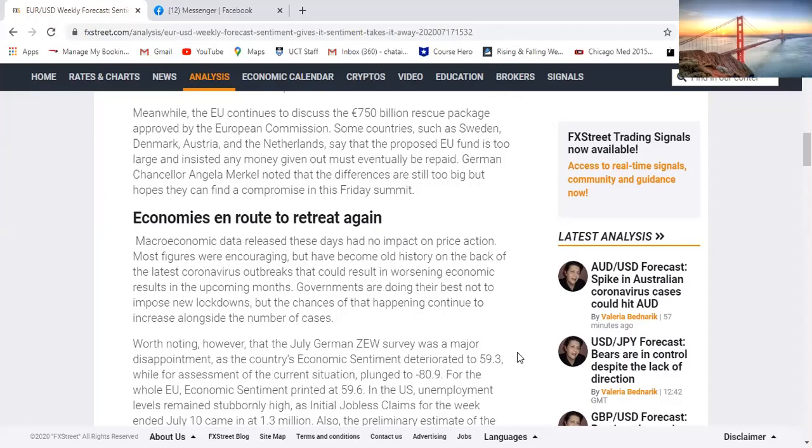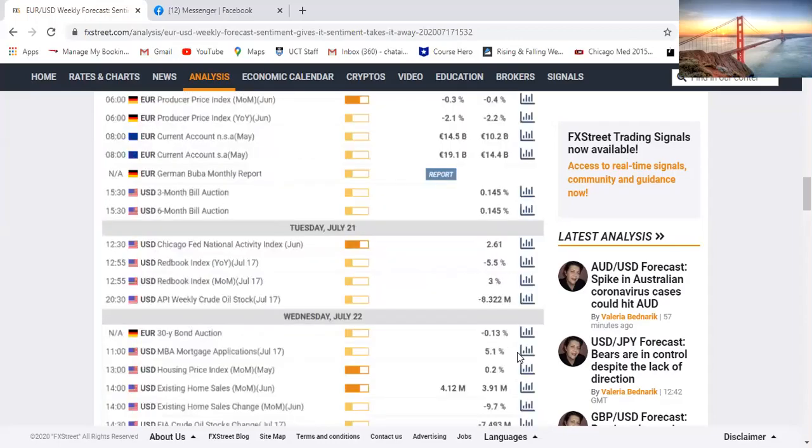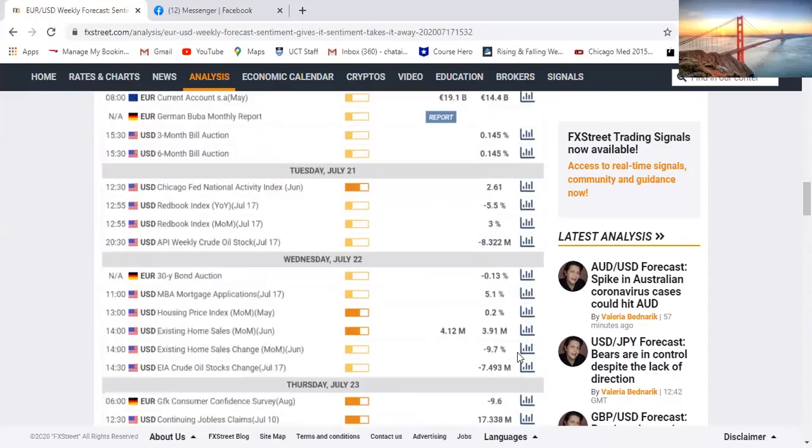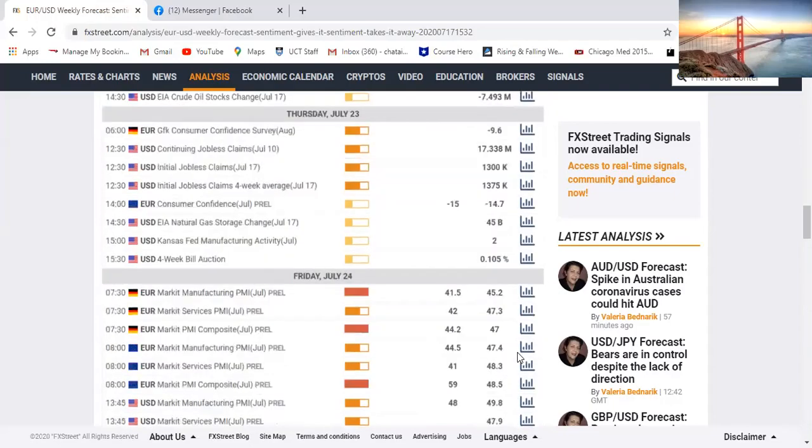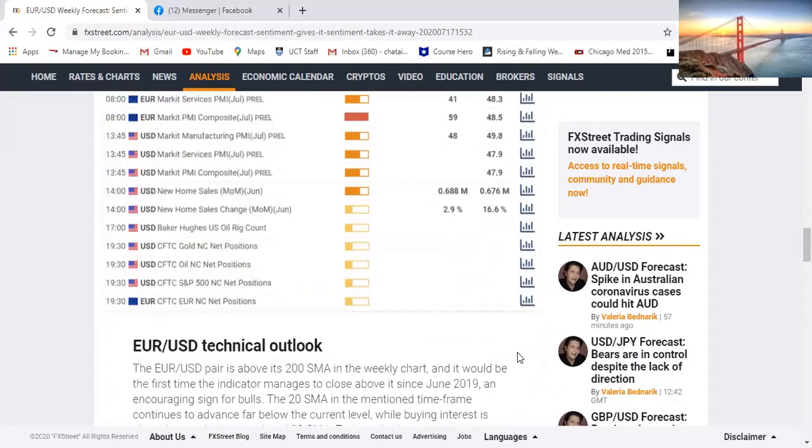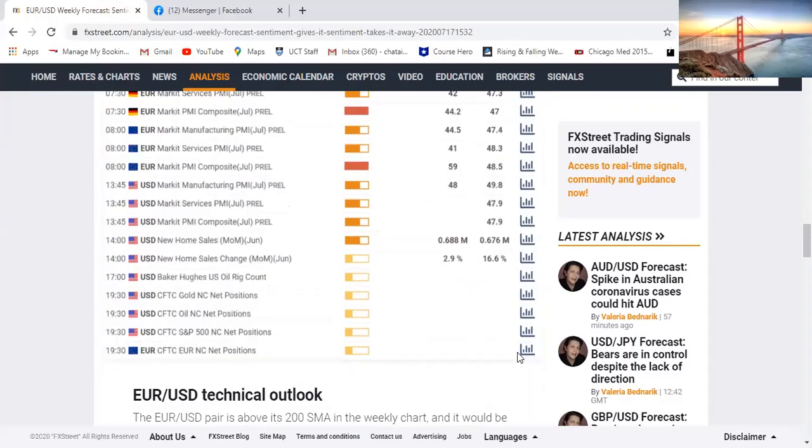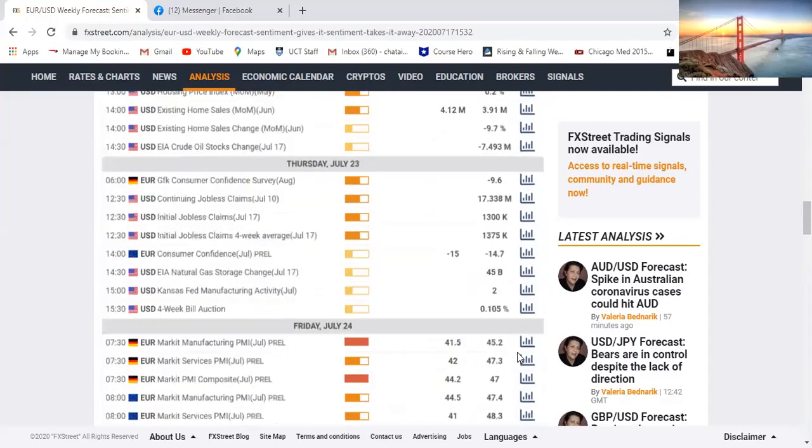But hey, there's also lots of news this week, as you can see. This is all the news we're waiting for this week. So hopefully that would drive the euro rand up, right? This is just news on the euro this week, euro and the US dollar.